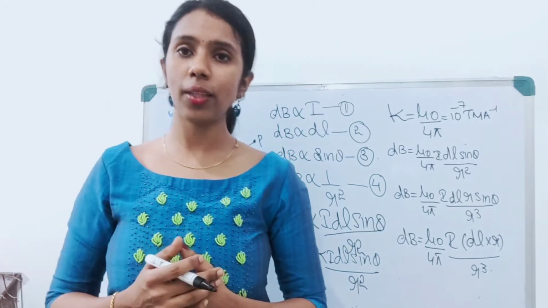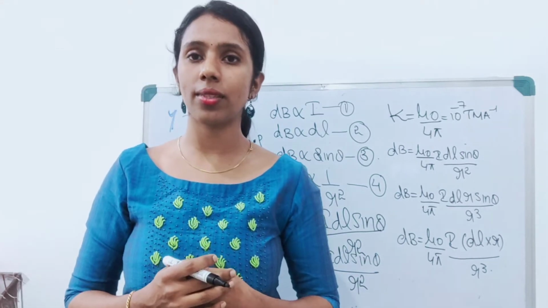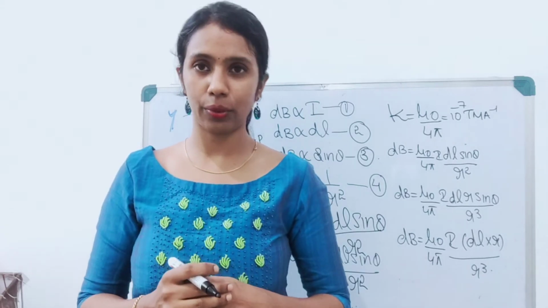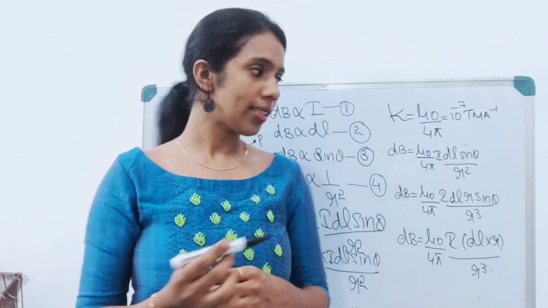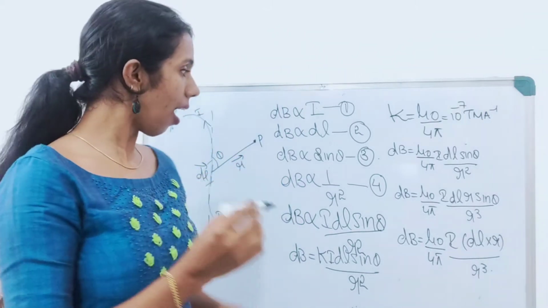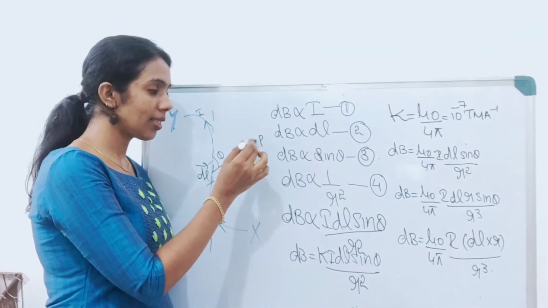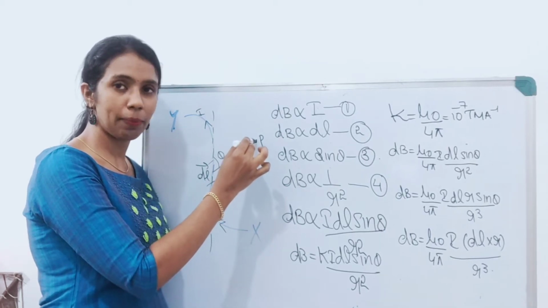The direction of the magnetic field is determined using the right hand screw rule. According to the right hand screw rule, if a screw is in our right hand and we place the screw perpendicular to the point P, in such a way that the screw is perpendicular to the plane at P.